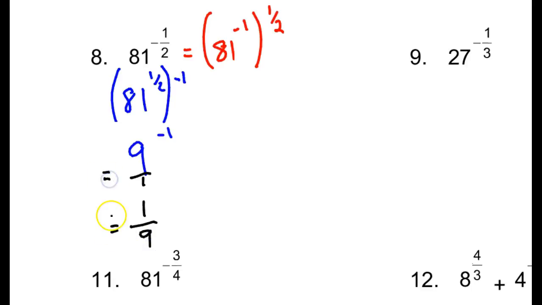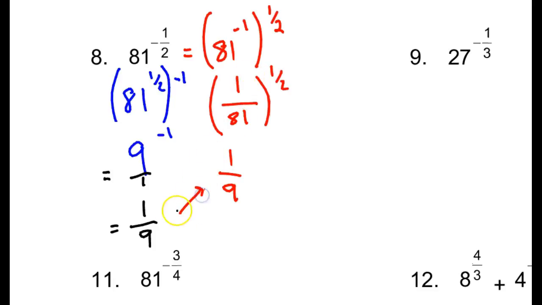Okay. Or the second way here, you can do the reciprocal of 81, which is 1 over 81, and then raise that to the 1/2, or take the square root of it, and that's also 1/9. Because 1 over 9 times 1 over 9 is 1 over 81. So you get the same answer either way.